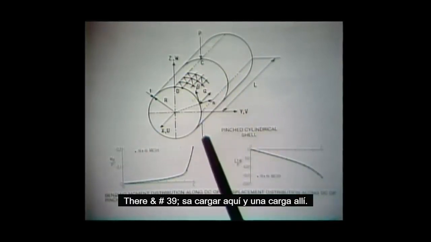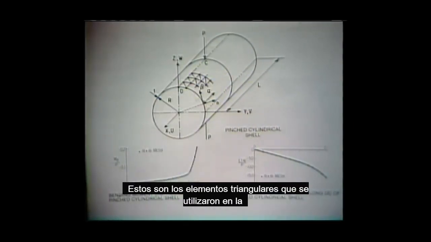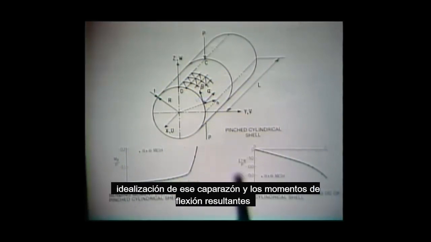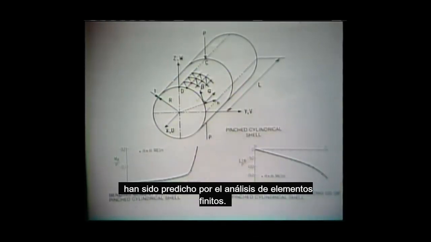Here you see the model of a shell structure subjected to a pinching load. There's a load up here and a load down there. These are the triangular elements that were used in the idealization of that shell, and the resulting bending moments and displacements along the line DC are plotted here that have been predicted by the finite element analysis.